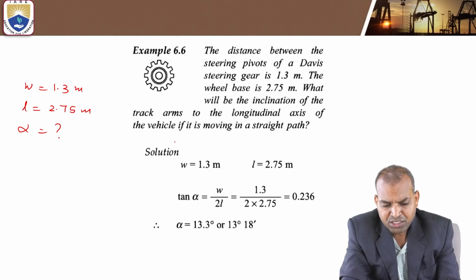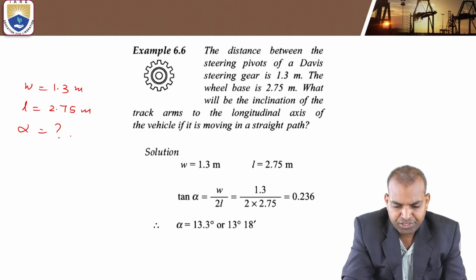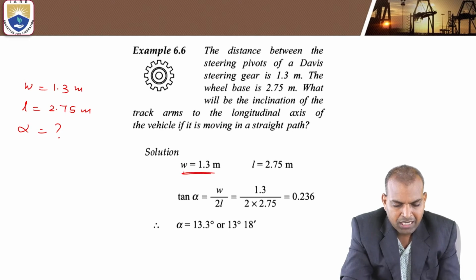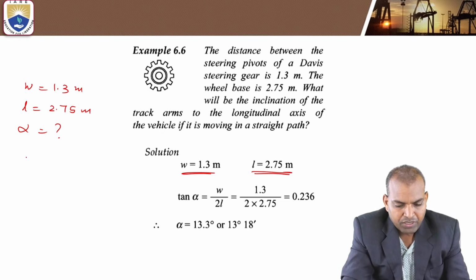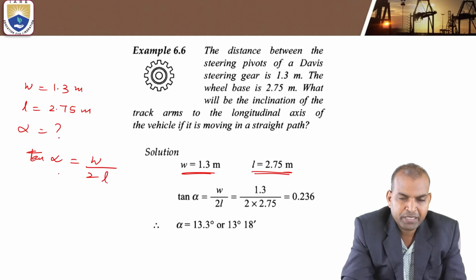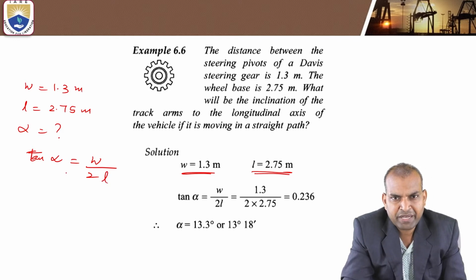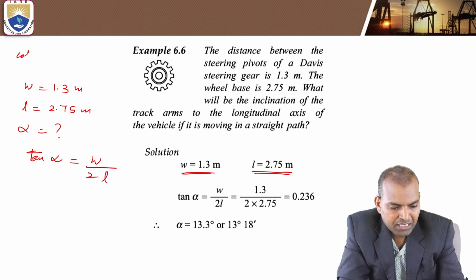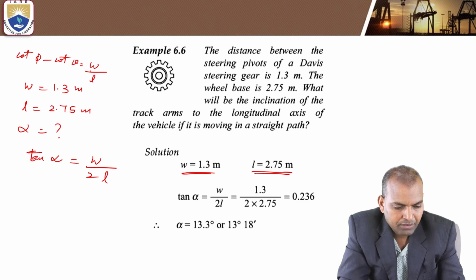Here, the distance between the two pivots is 1.3 meters and L equal to 2.75 meters. Now it is a Davis steering gear. According to the Davis steering gear, tan alpha equal to W by 2L. This Davis steering gear mechanism is validated with the condition of perfect steering, that is cot phi minus cot theta equal to W by L.